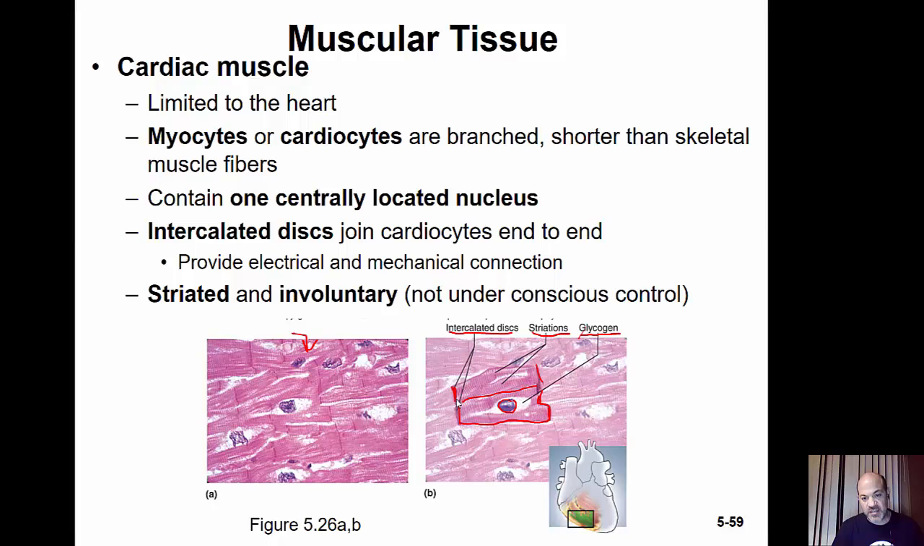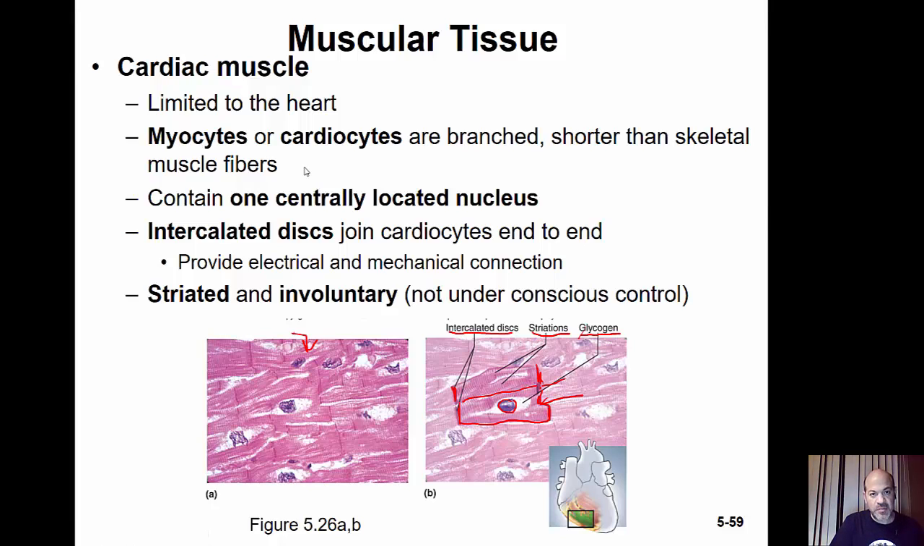You should be able to recognize these intercalated discs. These intercalated discs help hold adjacent muscle cells together. And they also allow for communication. There's these holes in the intercalated discs called gap junctions that allow information to move between the cells. So if this muscle cell contracts, the one right next to it will contract immediately along with it.